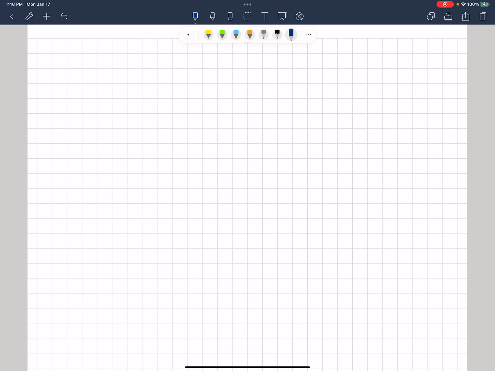Okay, we're going to plot a few rational numbers on a number line. So the rational numbers that I'm going to plot are 5, 3.87, and negative 17 over 3.